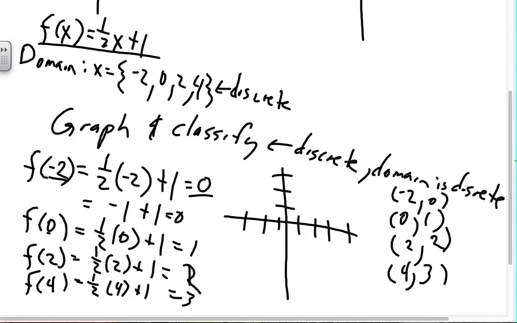So I'm going to have -2, 0, 0, 1, 2, 2, and 4, 3. And we don't connect these because this is discrete. So there's your graph of it.